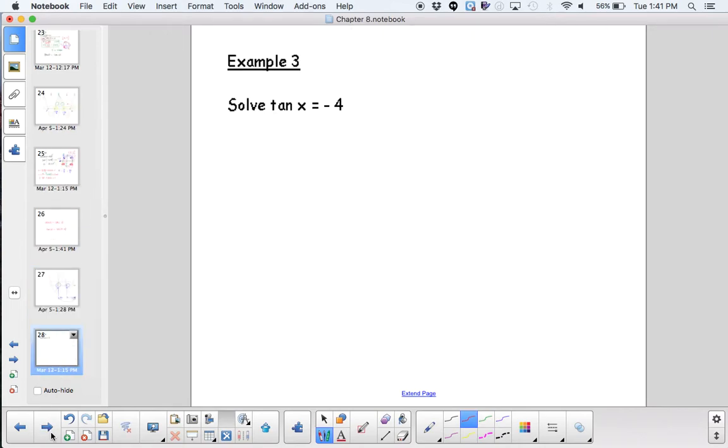Now we are dealing with tangent, and tangent's a little bit easier because our period is pi. And so for this one, we just need to use our arctangent. And once again, we can use our calculator for this. And we would find out that x would be equal to negative 1.33.